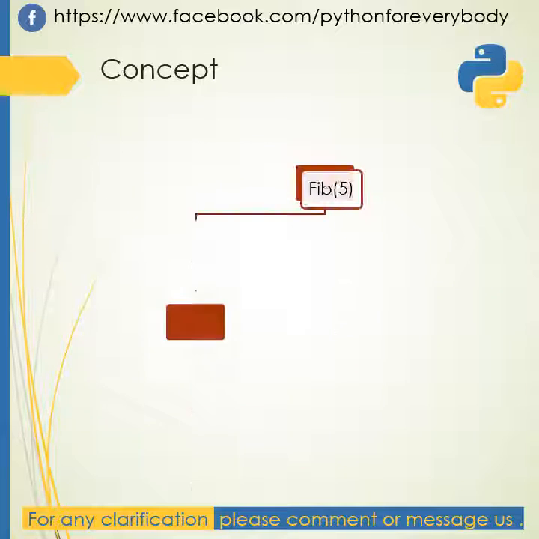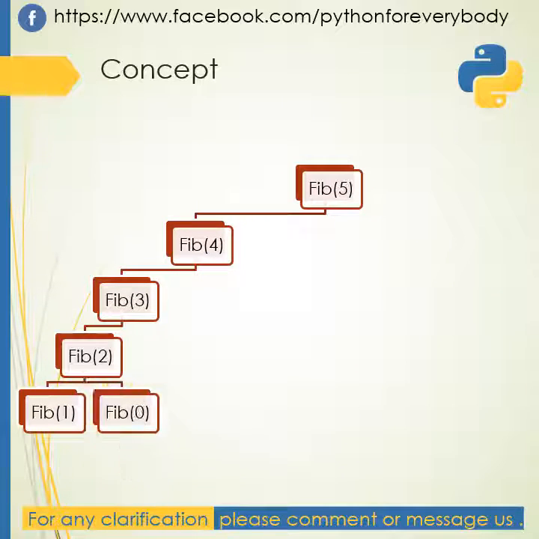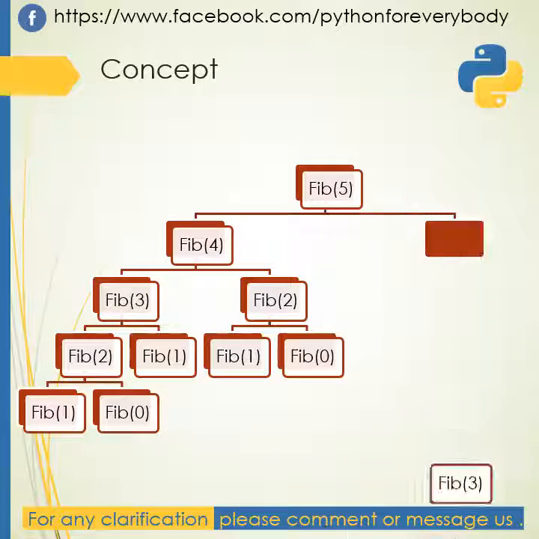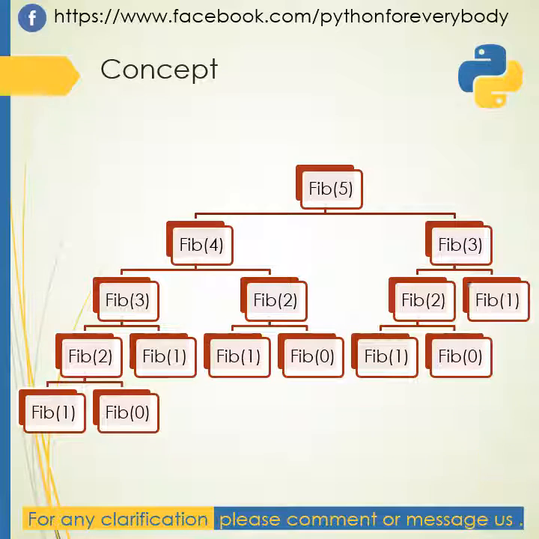Now look at what the function calls for Fibonacci number calculation are going to be. Fibonacci 5 will call 4 and 3, 3 will call 2 and 1. That's the way the tree will be created inside the recursive function.